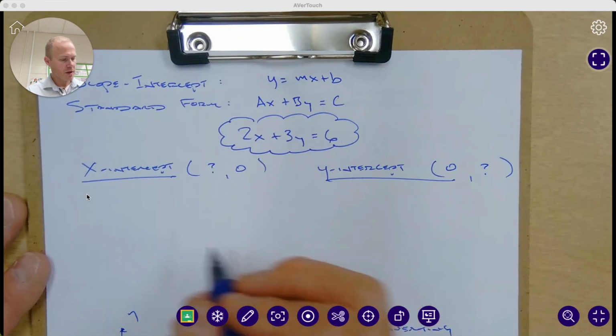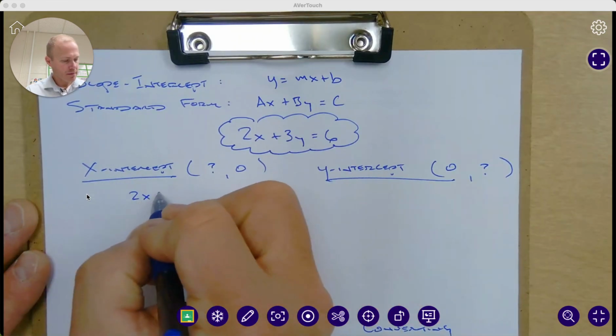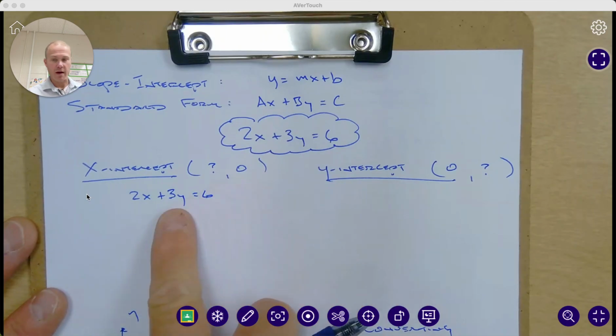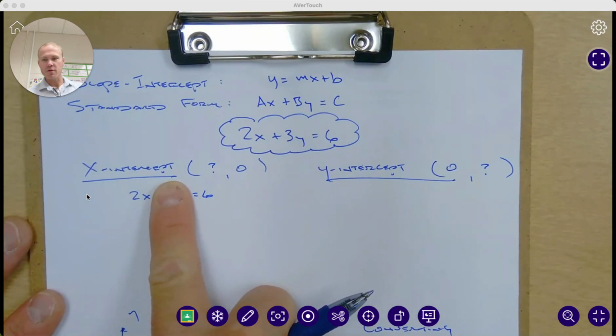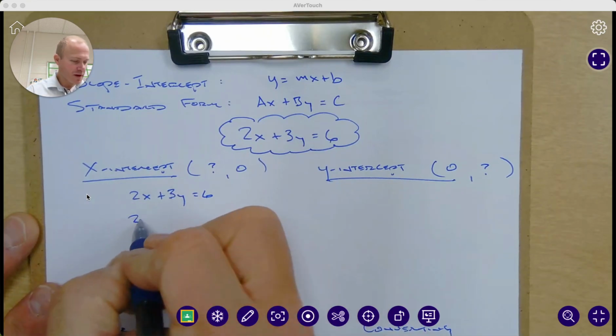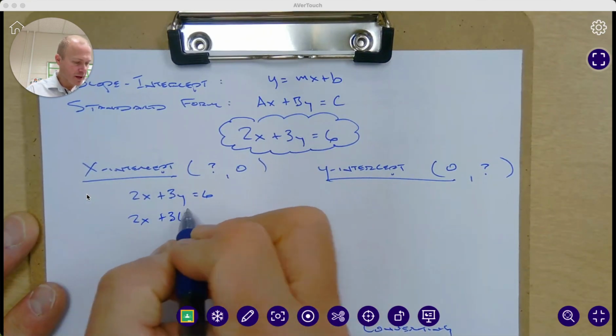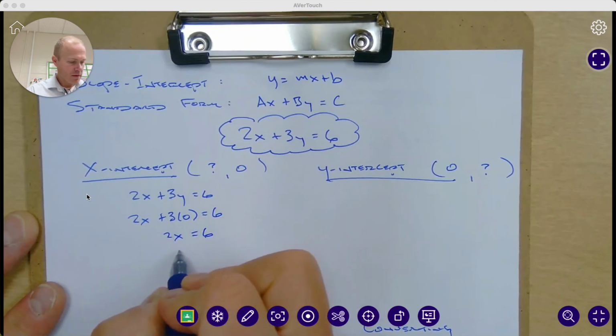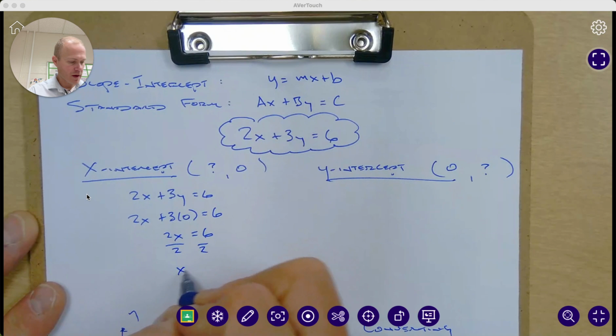So what you do, it's really complicated. You take your equation and you put a 0 in for the y. Oftentimes I just take my finger and cover it up and I say 2x equals 6, so therefore x is equal to 3. But for this video, I'll be all fancy. I'll actually put a 0 in, cancel out the 3 and the 0. Therefore, x is equal to 3.